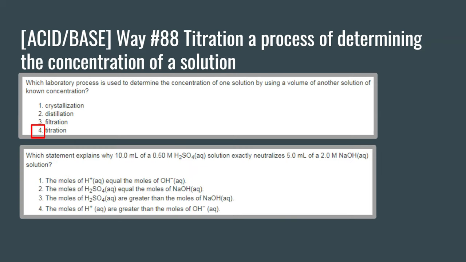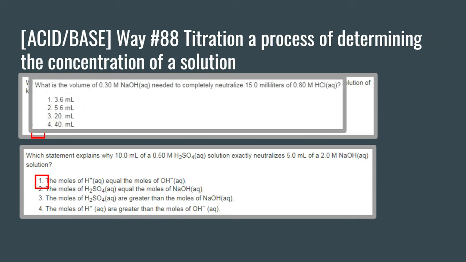Which statement explains why 10 milliliters of 0.5 molar H2SO4 solution exactly neutralizes 5 milliliters of 2 molar sodium hydroxide solution? If you remember, the only way an acid and a base are going to neutralize each other is if the amounts are the same. Basically, the number of hydrogen ions and the number of hydroxide ions have to be equal. So the only way that happens is if the moles of protons equals the moles of hydroxide. So answer choice 1 is correct.